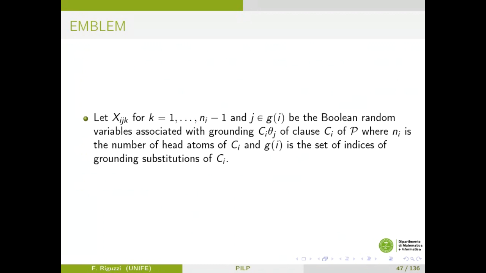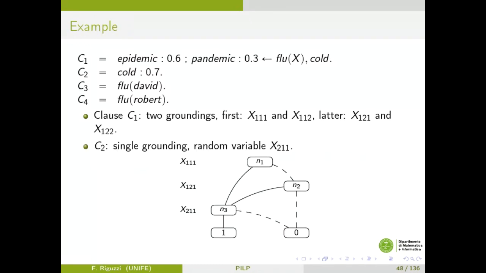Okay, so you have a set of random variables, Boolean X_ijk, the variable for clause C_i, grounding substitution j, and value k, where k is from 1 to n_i minus 1. So for each of these variables, you have to compute the expected count. Let's see an example of a program and the corresponding random variables.